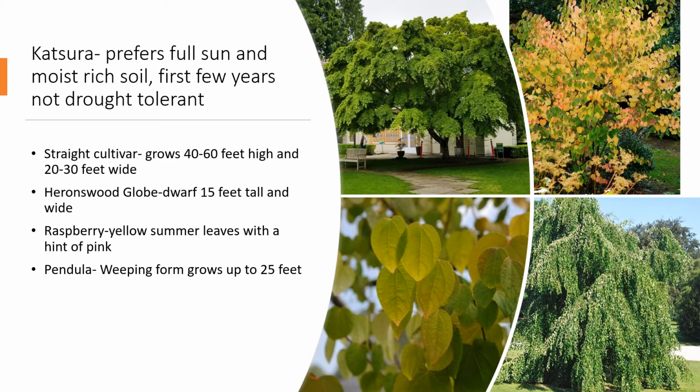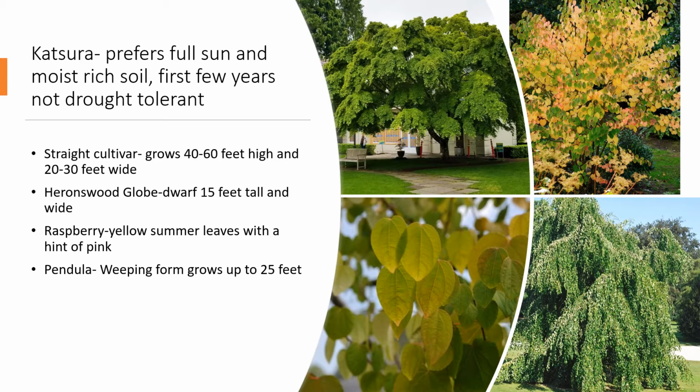It's a nice little dwarf tree. Raspberry yellow has summer leaves with a hint of pink, as you can see in the picture there. Actually, the bottom left is the raspberry yellow. That's the hint of pink. The Heronswood Globe is the one showing the fall color on the right. Upper right, the straight cultivar there is the first picture on the top left. And then we have Pendula, which is the weeping form. It grows up to about 25 feet. And then it weeps back down to the ground.